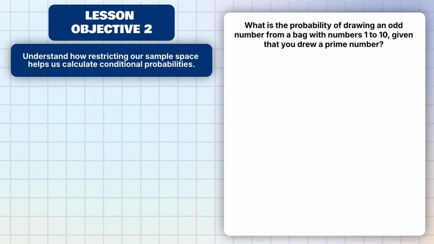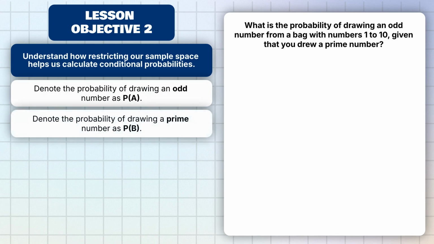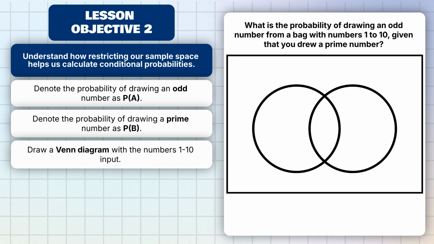We can also interpret this question with a Venn diagram. Let's denote the probability of drawing an odd number as P(A). Then let's denote the probability of drawing a prime number as P(B). We can then draw a Venn diagram by drawing 2 overlapping circles. The circle on the left represents A, which are the odd numbers. The circle on the right is for B, which is the prime numbers. Place the numbers from 1 to 10 in the relevant part of the Venn diagram as follows.